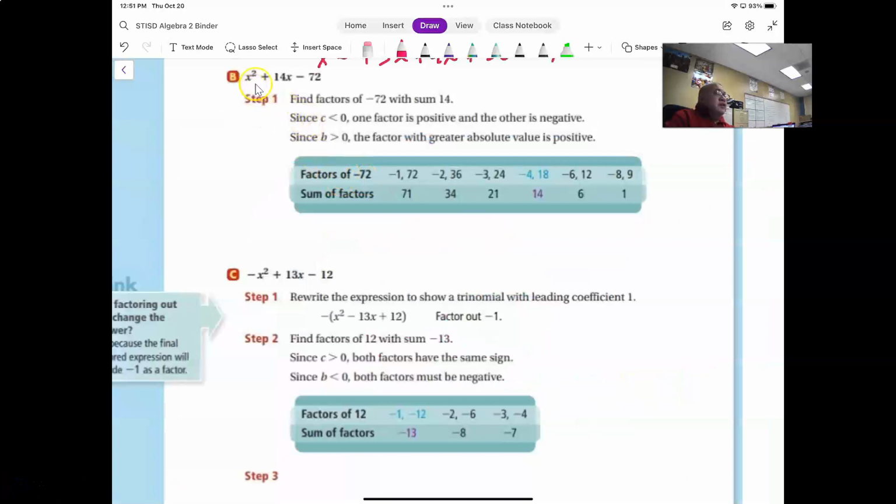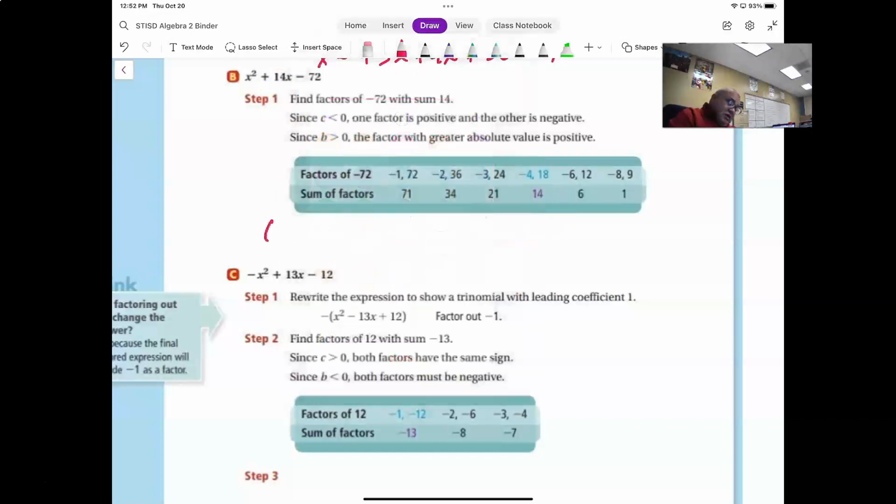Next, we'll factor x squared plus 14x minus 72. So here are the possible factors. We have negative 1 and 72, which gives us 71. We have negative 2 and 36, which gives us 34. That doesn't give us the middle term. And negative 3 and 24 gives us 21. That doesn't give us the middle term. Now, negative 4 and 18 does give us the middle term. So this is how we would factor it.